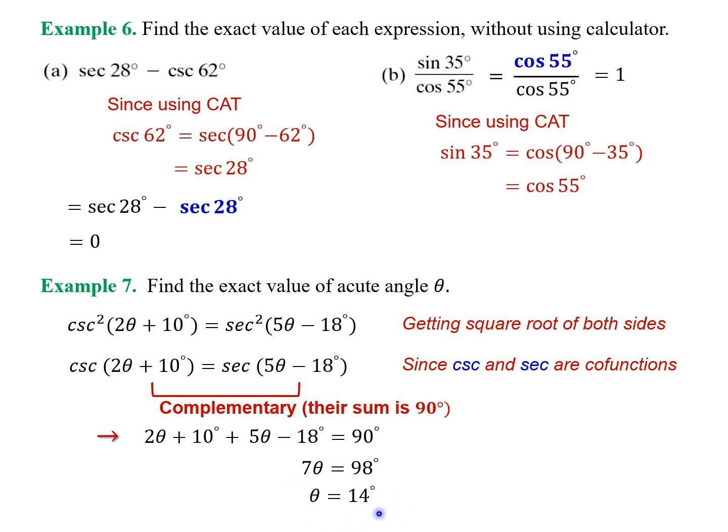So this is the answer for your expression here. That is the value of theta. And look, we need to find the exact value of the acute angle theta. 14 degrees is acute. Because if the angle is not acute, you cannot use the CAT. Remember, if the two angles are complementary, both of them are acute angles. And take note, do not forget to put the degree unit here, because without the degree, that is incorrect and you will have deductions for that. Without a degree, this 14 would mean 14 radians, not 14 degrees. So remember that.